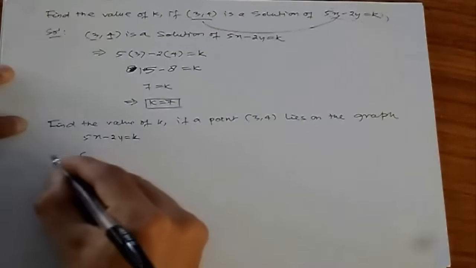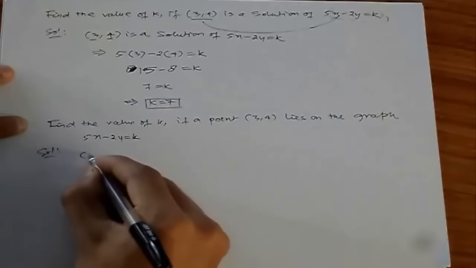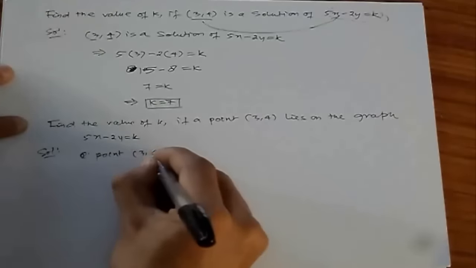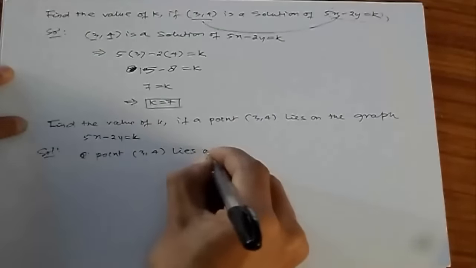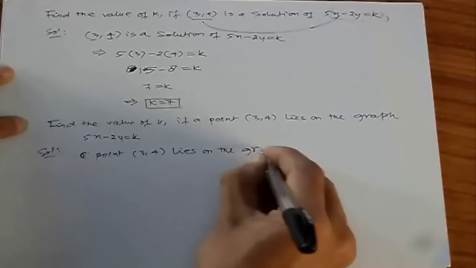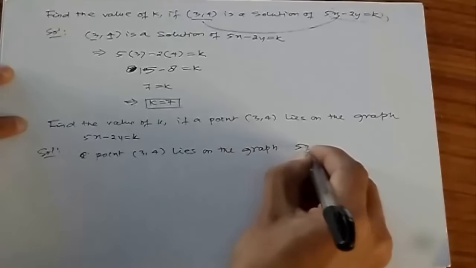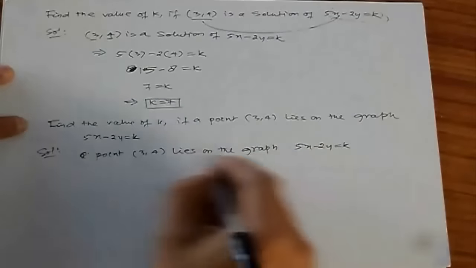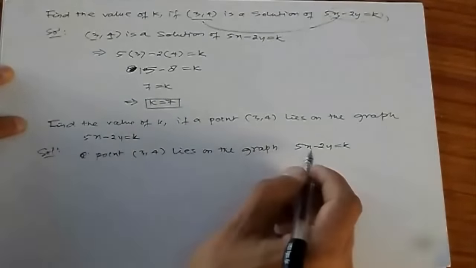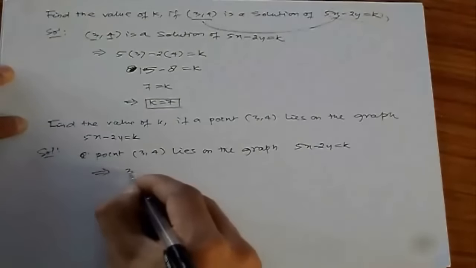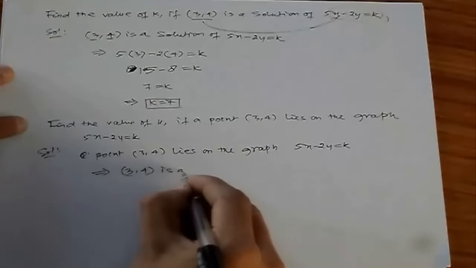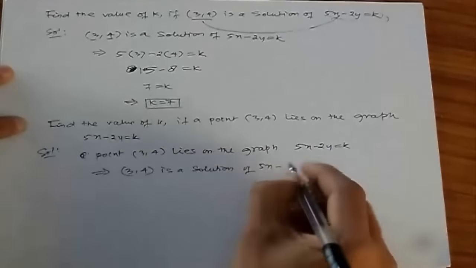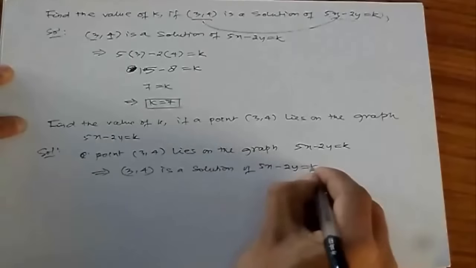So here what is given? A point, so point (3, 4) lies on the graph 5x minus 2y equals k. A point lies on a graph means this point is a solution of this equation. So it implies (3, 4) is a solution of 5x minus 2y equal to k.